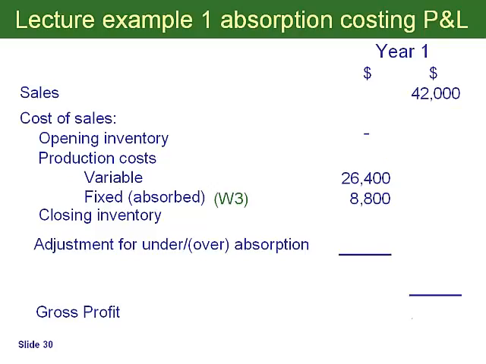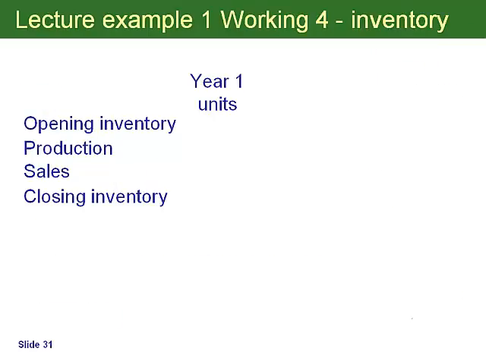So let's just bring in those two items. And all that's left for us to do now is to deal with our closing inventory. So first of all, calculate your units and then we can apply the cost value to those units. So we had no stock at the start of the year. We made 4,400 units, sold 4,200 of them. So we had 200 units left in our inventory at the end of year one.